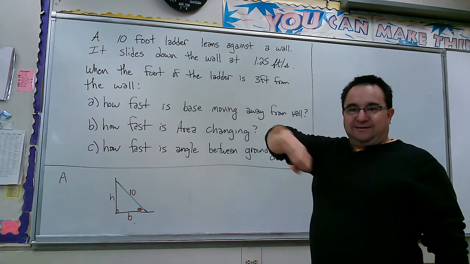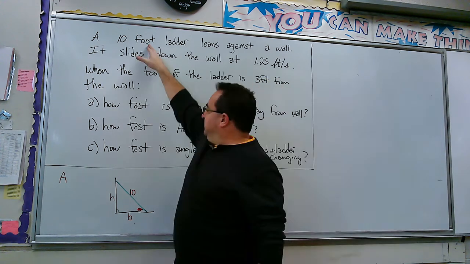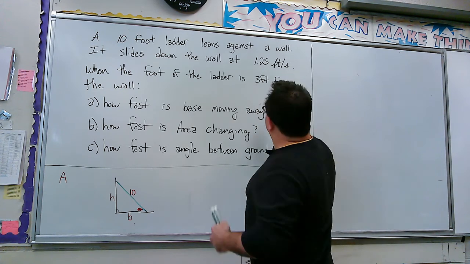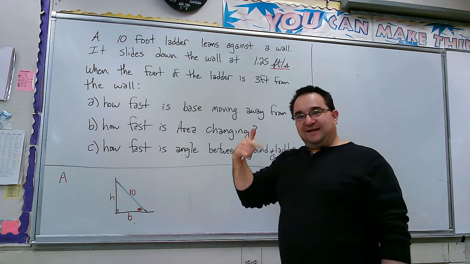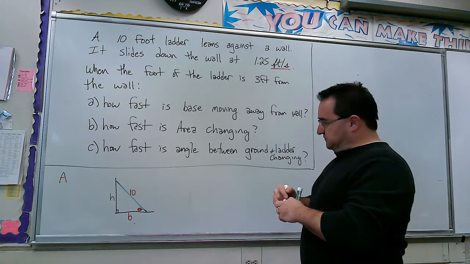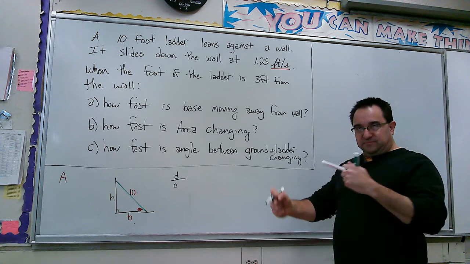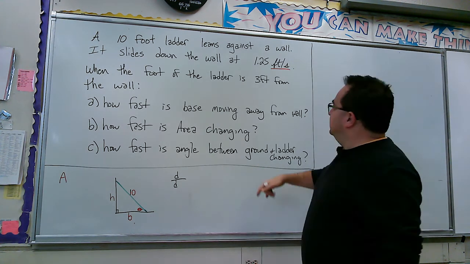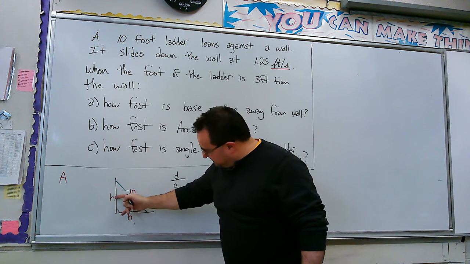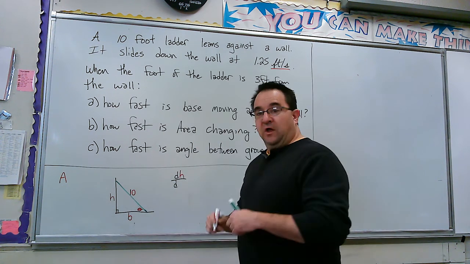Now I want to extract the information that is given to me. So 10-foot ladder, that's taken care of. This, do you see those units, feet per second? That's a rate. And every time you see a rate, that's a derivative. So this is going to be d something. That means something is changing. What is changing? As it slides down the wall, that would be this height. The height is changing over time.